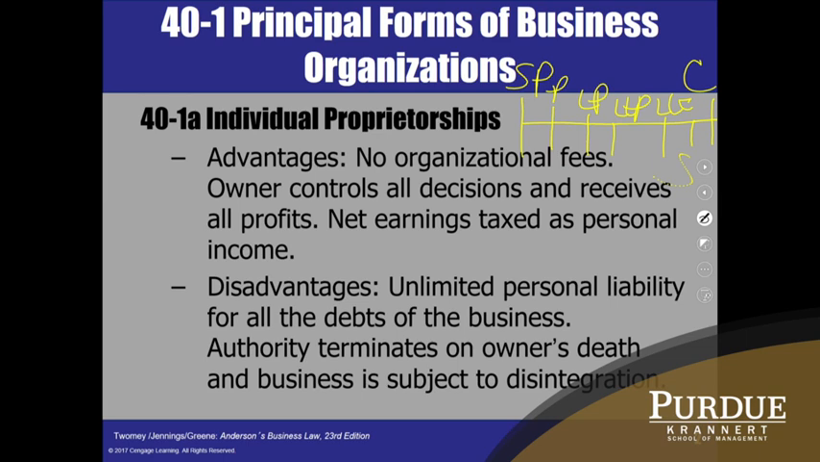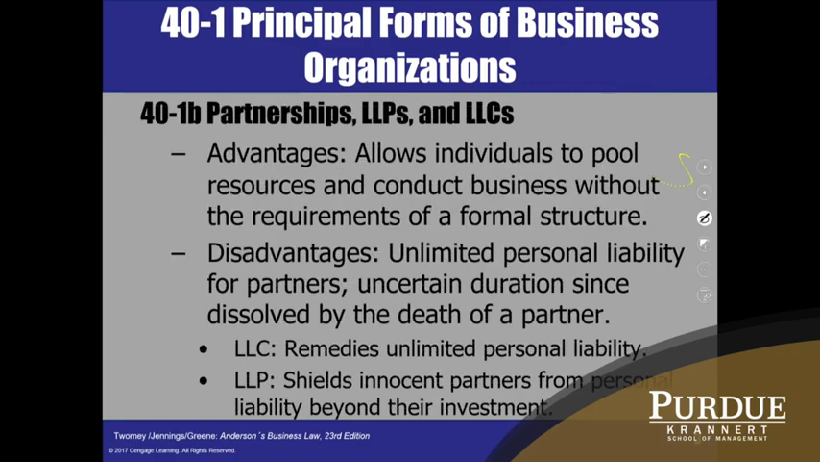But an individual proprietor is a sole proprietorship. You're doing business on your own, and any income you make goes through to your personal taxes, but the disadvantage is the unlimited personal liability. So everything you own is at risk. And the business ends when you die because you are the business.